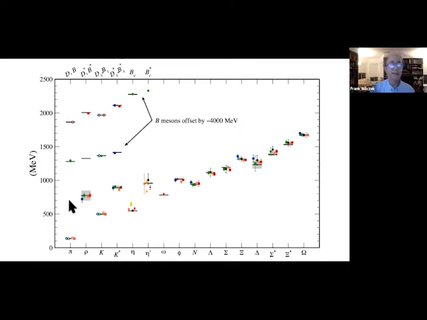And here it is. You find that there are many, many particles that were discovered in the course of investigations of particle physics.